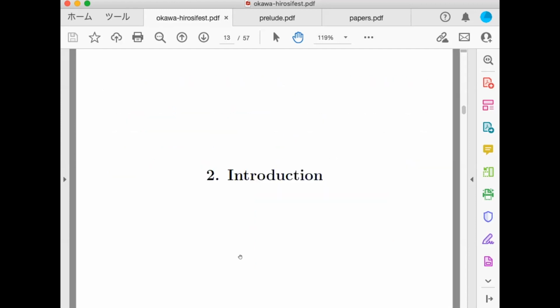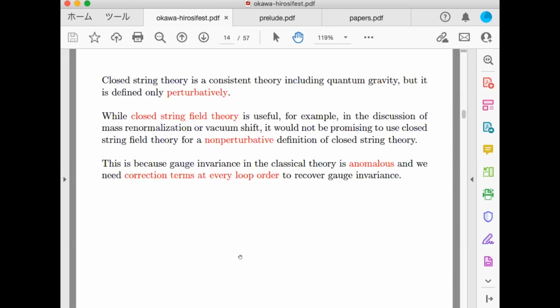So now, more into the introduction. Closed string theory is a consistent theory, including gravity, but it is defined only perturbatively. And closed string field theory is useful, for example, in the discussion of mass renormalization, as demonstrated by Ashoke Sen and others. But it is not promising to use closed string field theory for a non-perturbative definition of string theory. This is because gauge invariance of closed string field theory is anomalous, and we need correction terms at every order to recover gauge invariance.